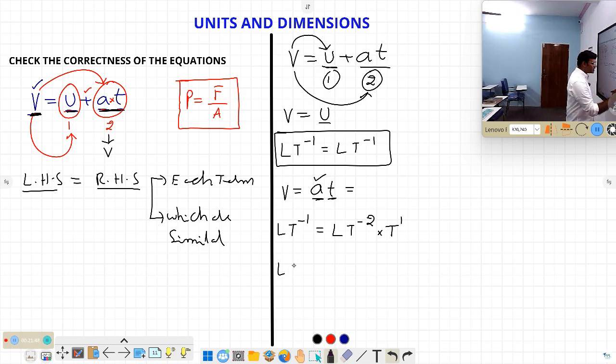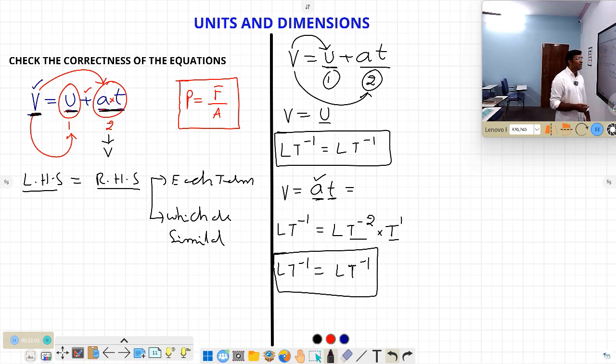If you observe this, LT minus 1 is equal to, this is T power minus 2, T power plus 1. Minus 2 plus 1 is minus 1. That is LT minus 1 unit. So both sides' dimension formulas are equal. That means I can say the above equation which is given is correct. Like that we can go for other examples.